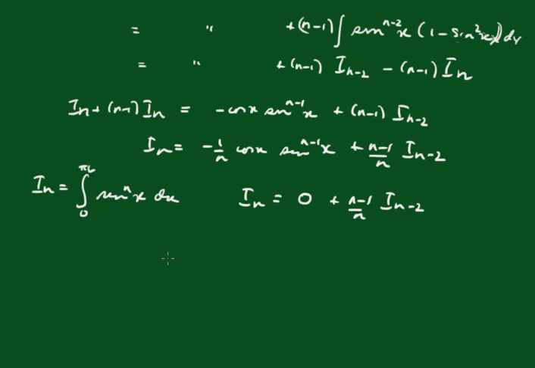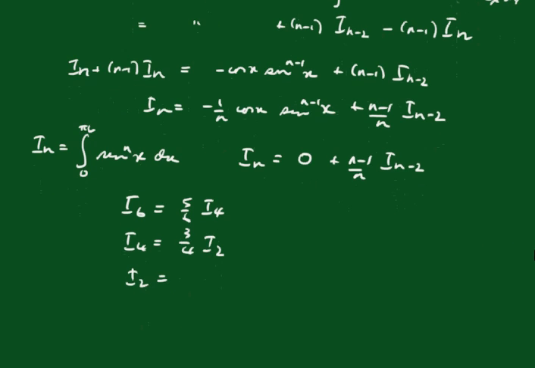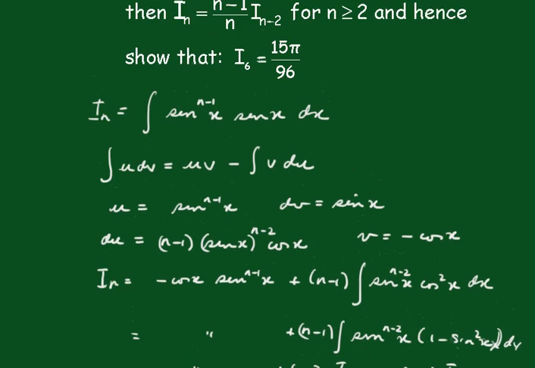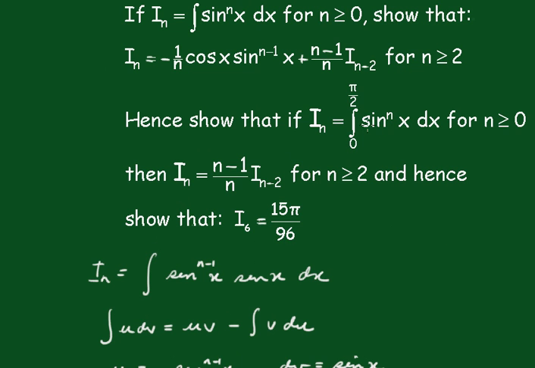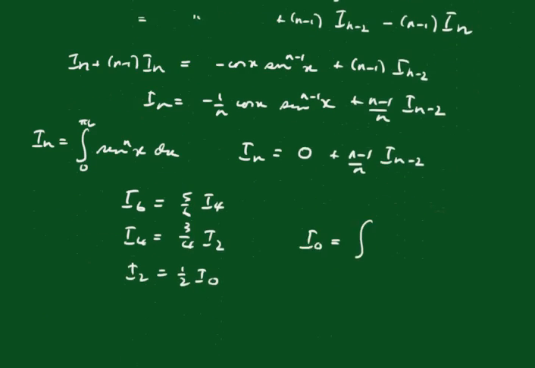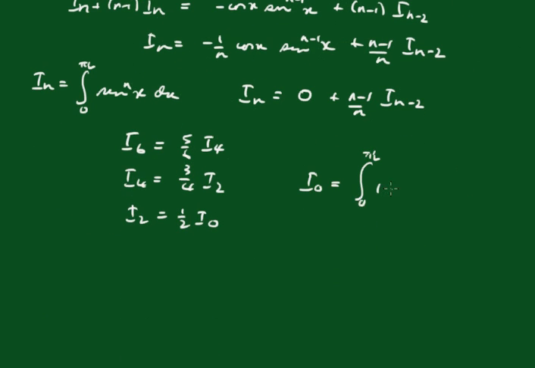What I_6 equals. Right, so here we go with I_6. I_6 will be equal to 5/6 of I_4. I_4 will be equal to 3/4 of I_2. And I_2 will be equal to 1/2 of I_0. Now I_0 is simply going to be equal to, when you put in 0 into this, this will become just a 1, so that's going to be equal to the integral from 0 to pi upon 2 of 1 dx, and of course that simply becomes x between pi upon 2 and 0, which equals pi upon 2.